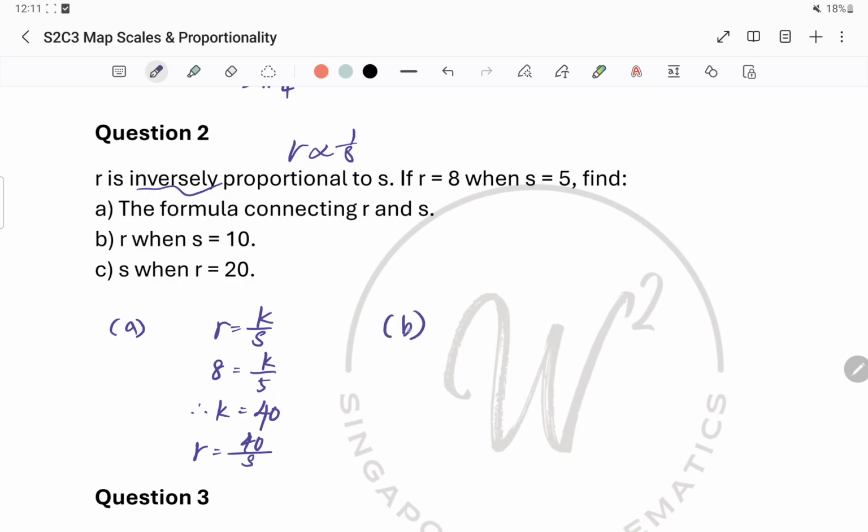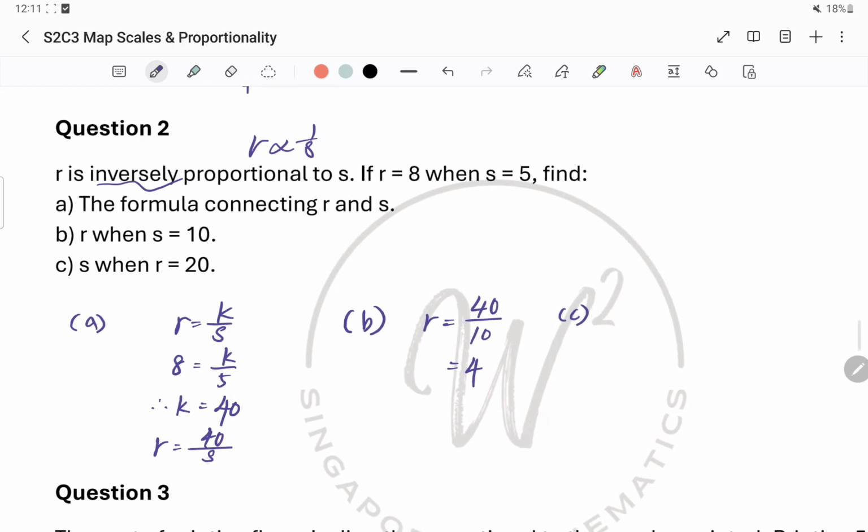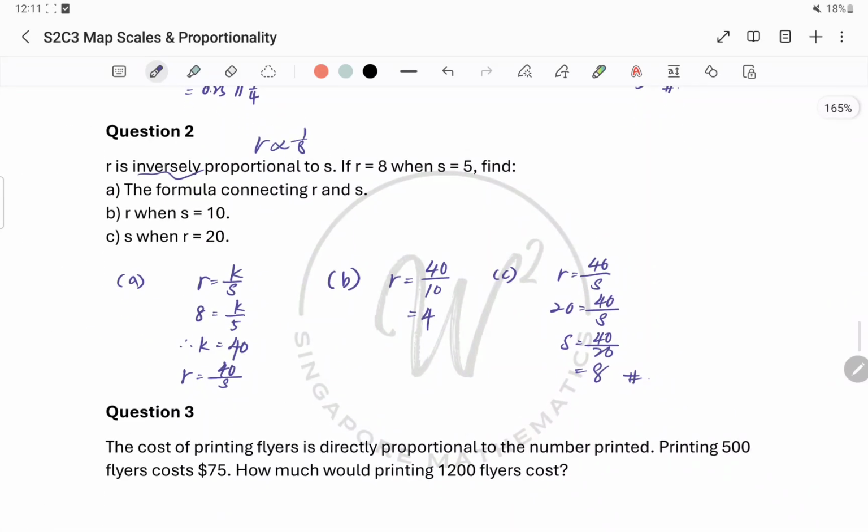Okay, B. So using this formula, I'm going to find out R and S based on questions B and C. So you want to find R. So R equals, what is R when S is 10? So R equals 40 over 10, you get 4. And then same thing for C, where R equals 40 over S. When R equals 20, 40 over S equals 20, then you have to cross multiply so that you get S equals 40 divided by 20. You should get 8.